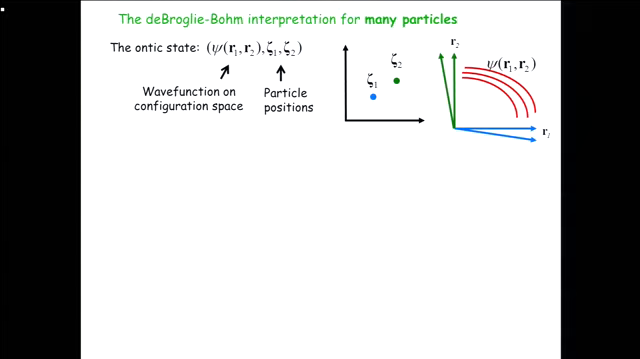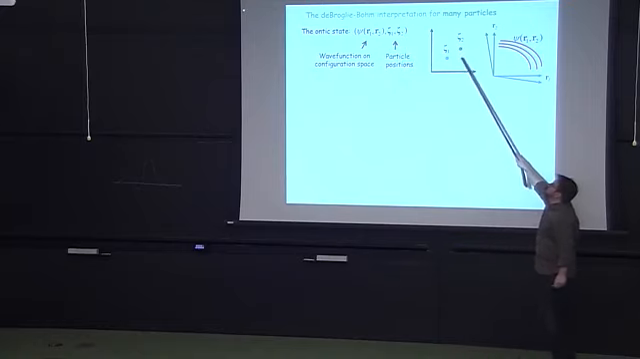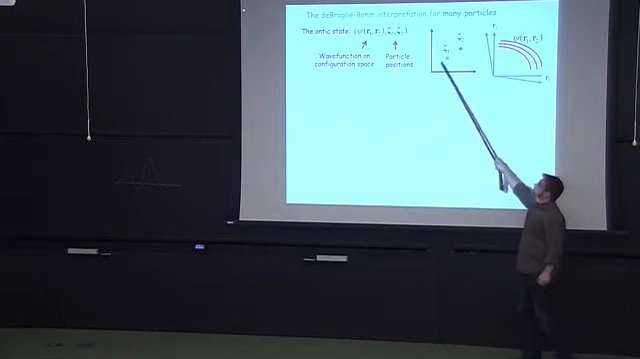The whole configuration space of this pair of particles is now a 4-dimensional space, and the wave function is defined on that. And then in addition to the wave function, there are 2 particle positions, one for the first guy, one for the second guy. I'll denote them by zeta1, zeta2. And they're points in the real 2-dimensional physical space.